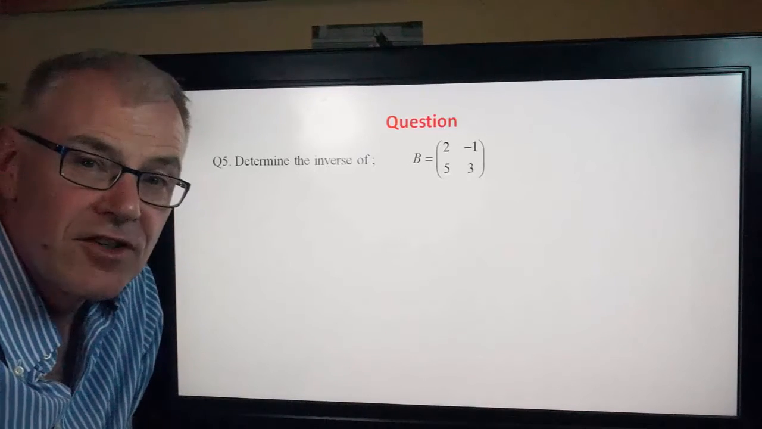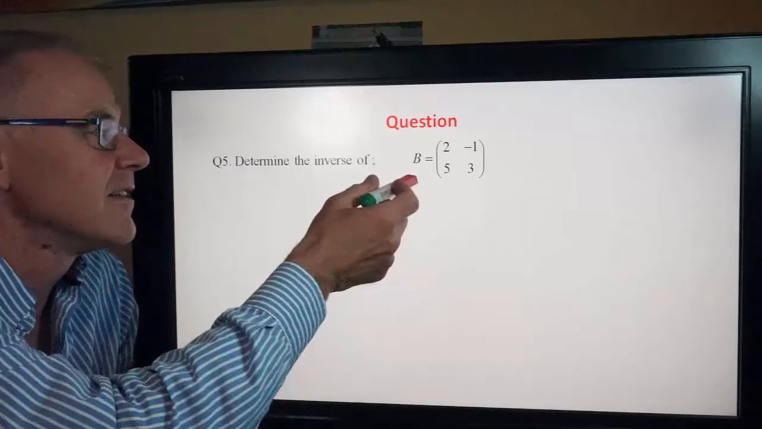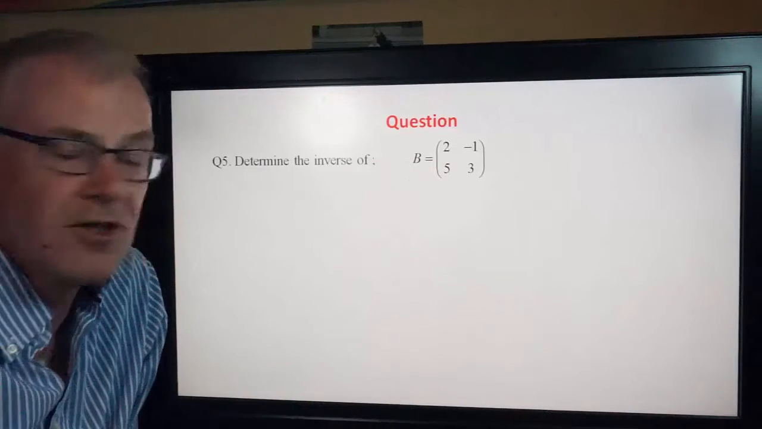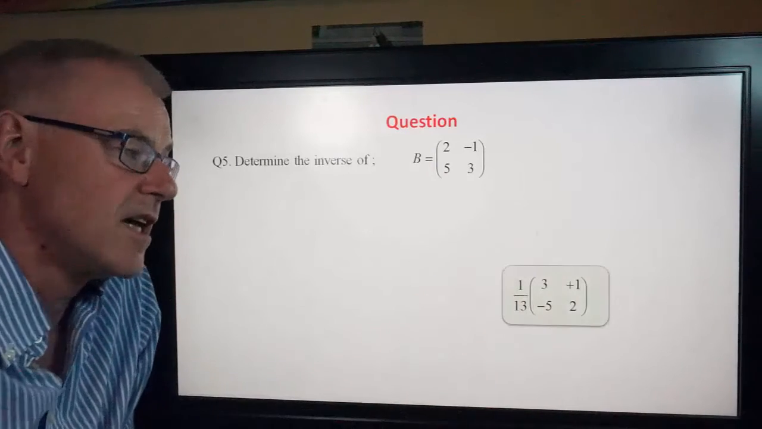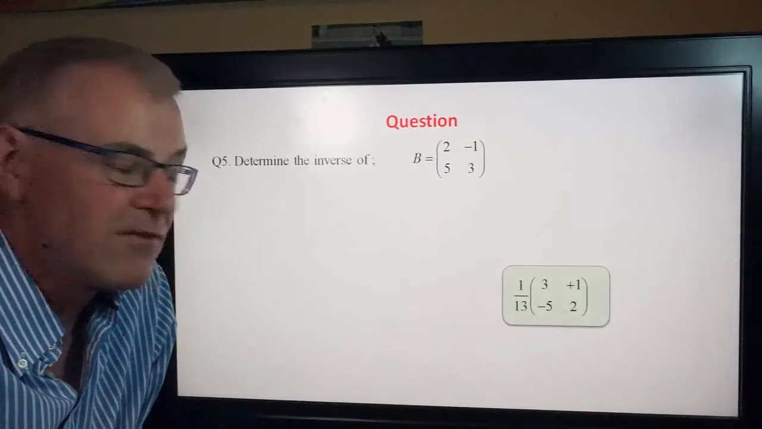Okay, so here's another one you can try. Calculate or determine the inverse of this 2 by 2 matrix. And the answer this time is 1 over 13 times the matrix 3, plus 1, minus 5 and 2.